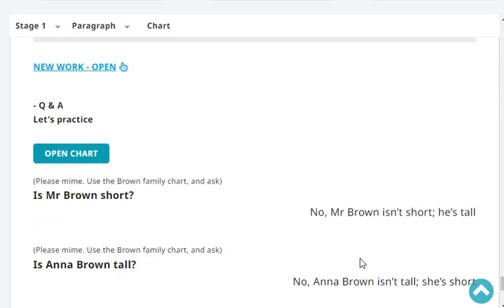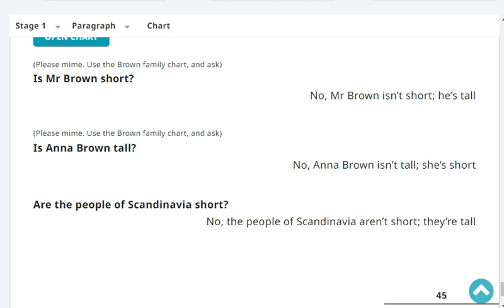Okay. Is Mr. Brown short? No, Mr. Brown isn't short. He's tall. Very good. Is Anna Brown tall? No, Anna Brown isn't tall. She's short. Very good.